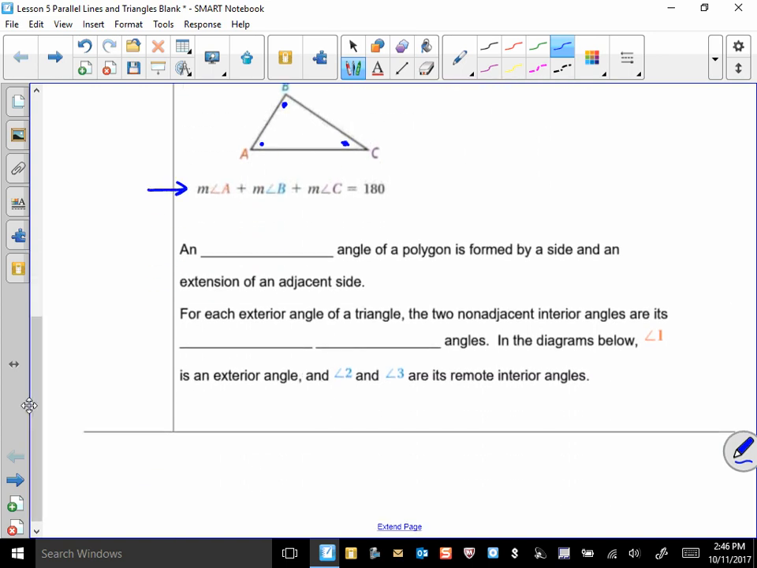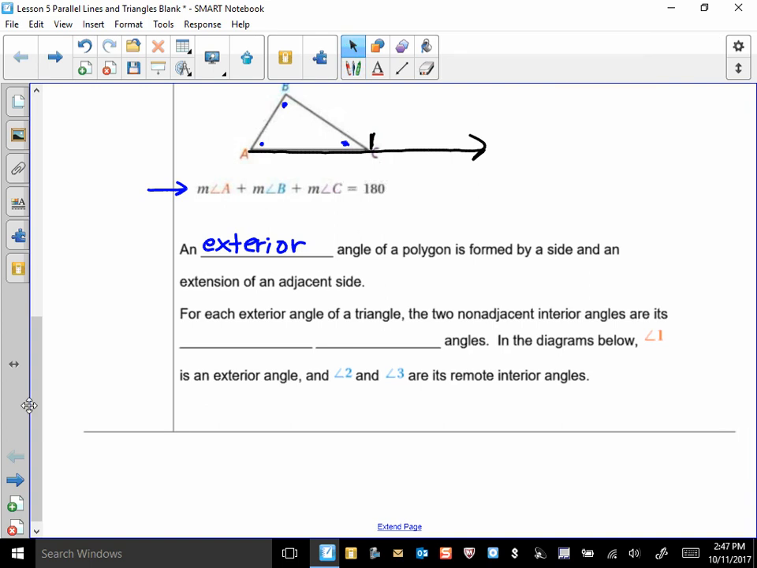Okay, a blank angle of a polygon, but in this case we're talking about a triangle, an exterior angle of a polygon is formed by a side and an extension of an adjacent side. So if I go to my drawing up here, and let's say I extended this side AC. I could extend it in either direction. It doesn't really matter. But if I extended that side here, this angle right here that I'm going to label 1, that's an exterior angle.